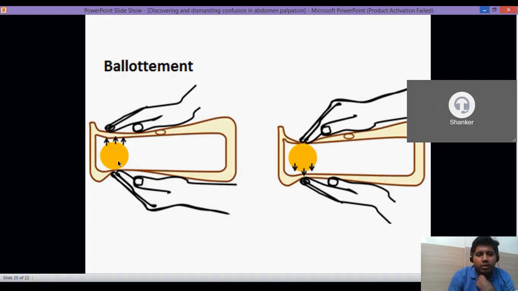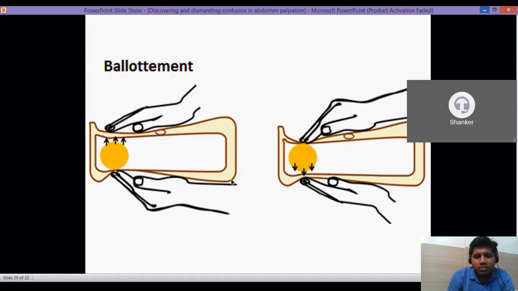You see in ballottement here, the pressure is being exerted by the hand beneath, and the superficial hand is trying to feel. You see the metacarpophalangeal joint is bent here, but here it is laid flat to feel for the mass which is being pushed. Then during the second stage, the superficial hand is trying to press it, and the lower hand is now straight, trying to palpate the mass. This is the difference in ballottement.